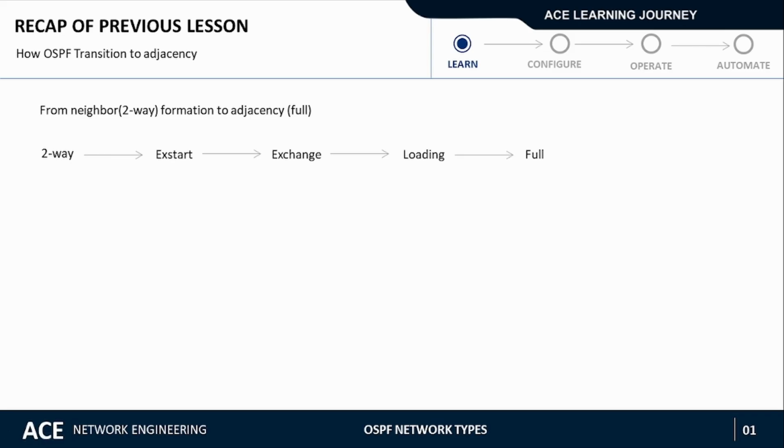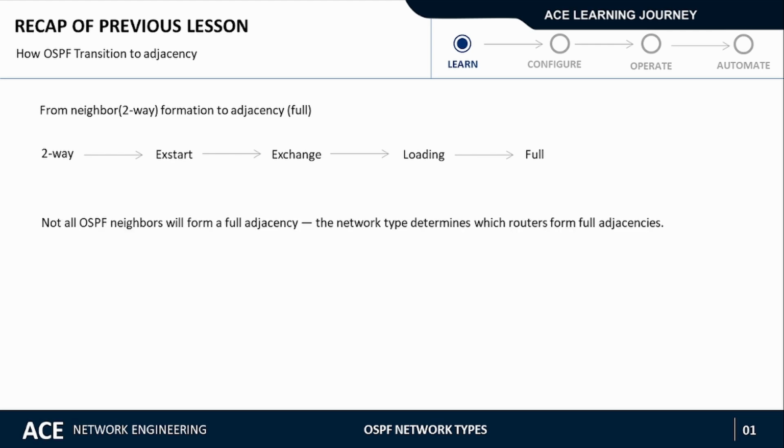Then what we are saying is that not all OSPF routers will form a full adjacency. Whether it will be stuck at two-way or at full, it is determined by the network. The network type determines which routers will form full adjacencies. So that is what we are going to look at in this particular session.